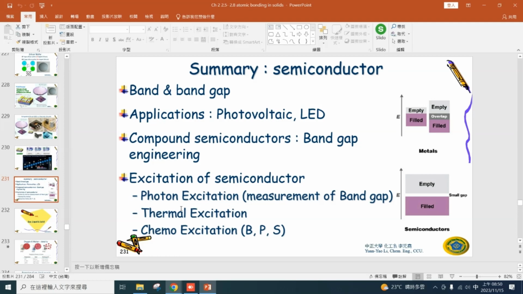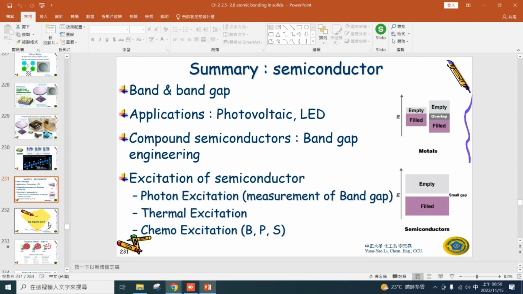Okay, so this is what we use nowadays in the semiconductor industry. We call it chemical excitation. We introduce different types of elements which have different valence electrons. Okay, so this is the summary of semiconductors.